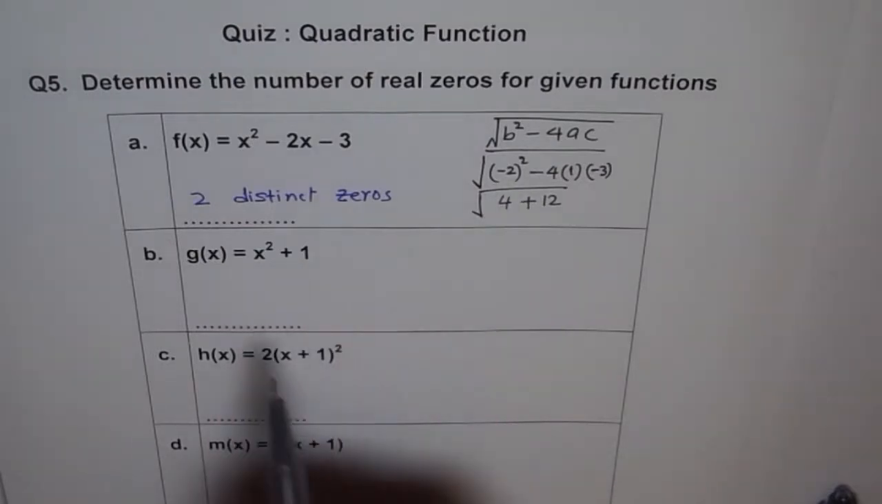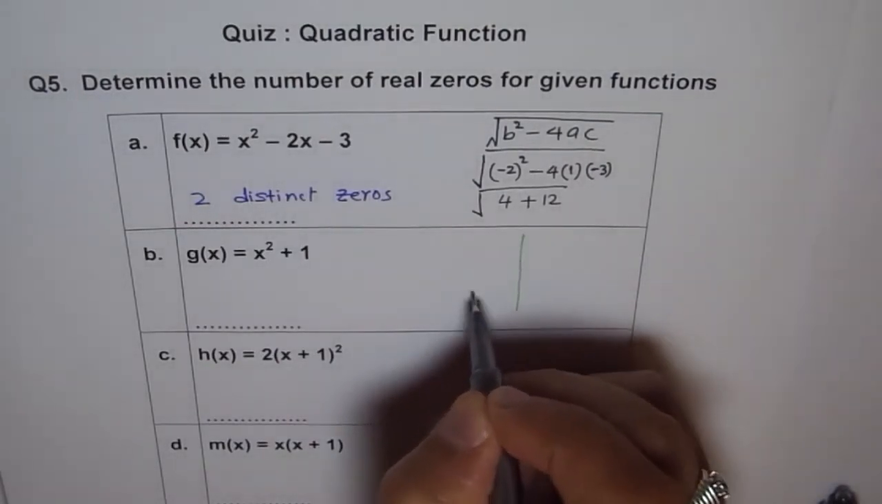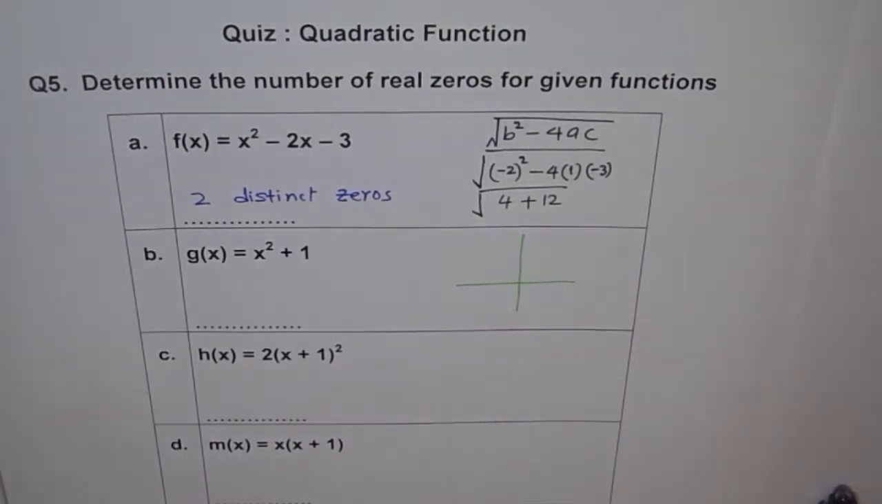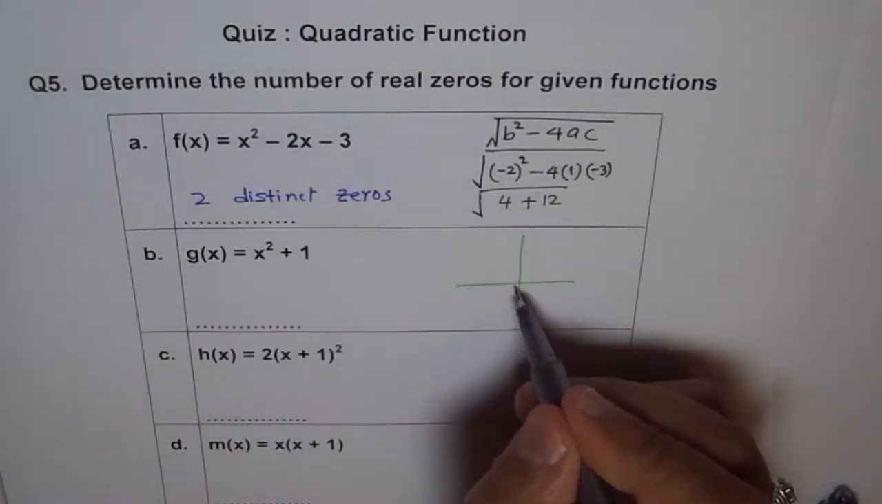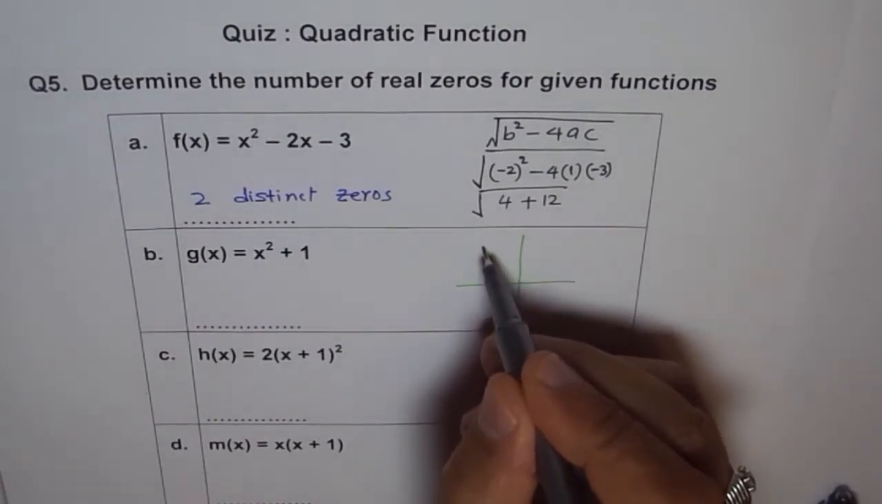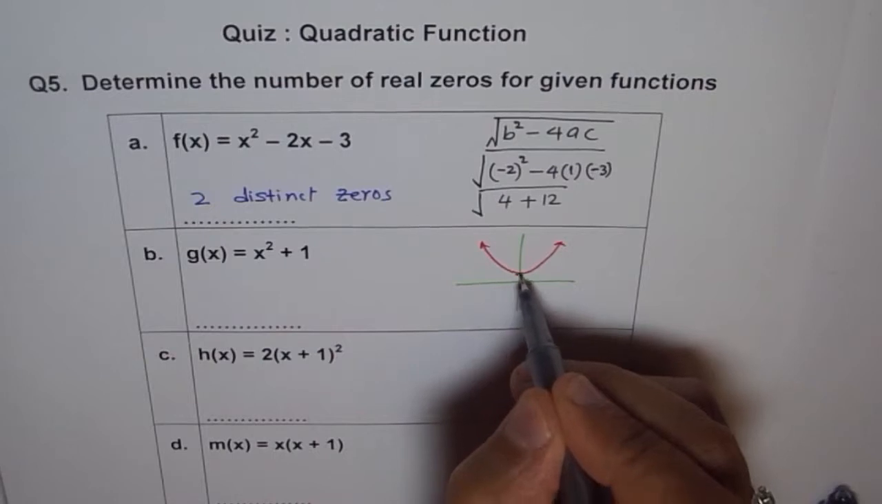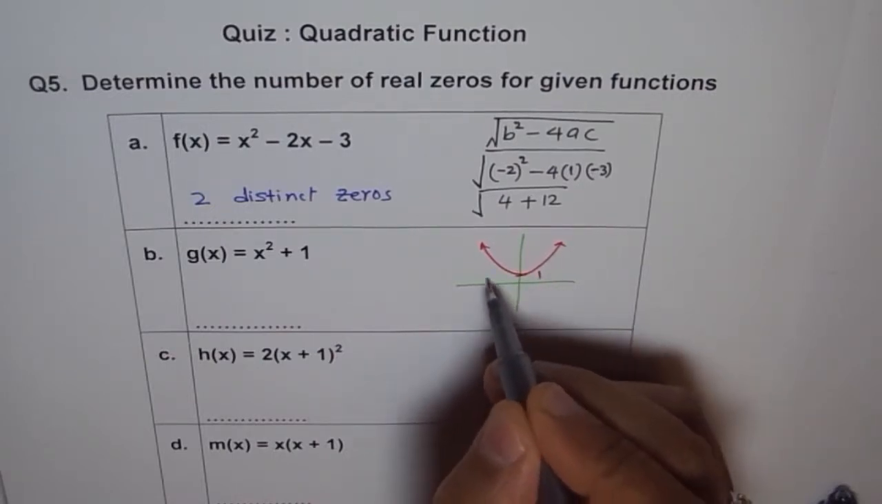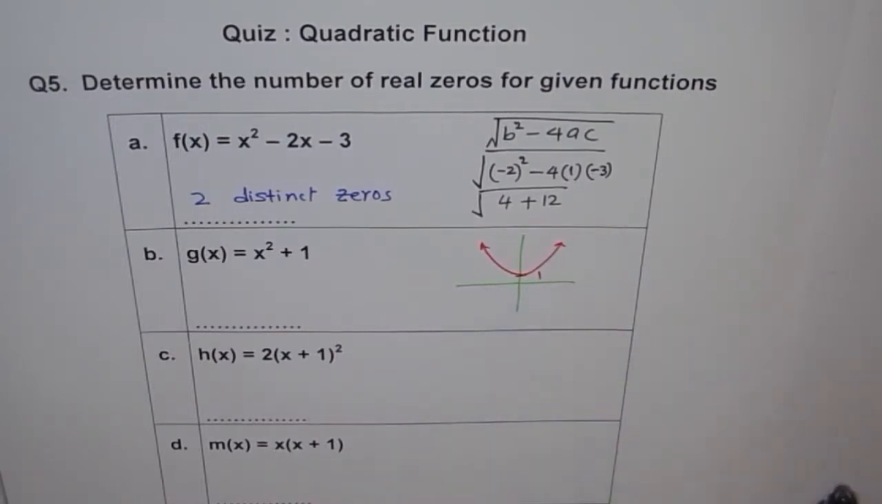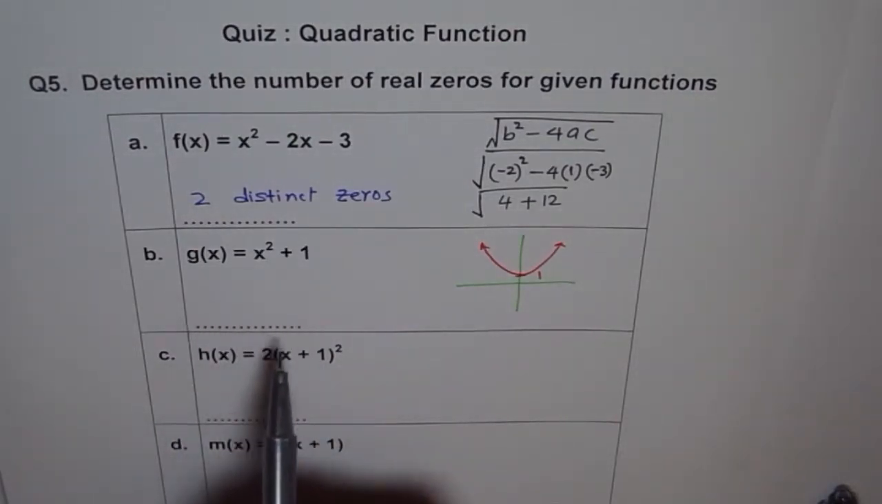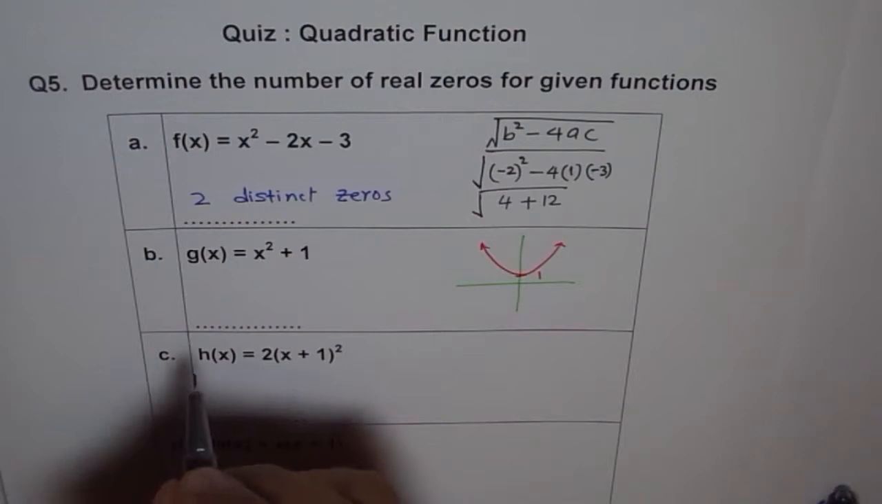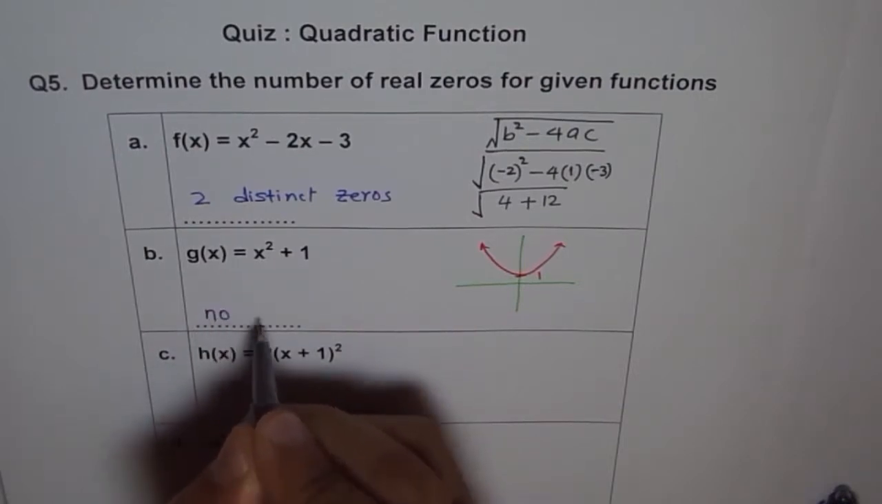You could do this, or you can use your knowledge of functions. The sketch which you have learned, it is x squared plus 1. So if you transform x squared, it is like this, which goes through 0. Plus 1, it moves 1 unit up. So if it moves 1 unit up, let's say this is 1, then it doesn't really cross the x-axis. And therefore, it does not have any real zero. So we say no real zero.